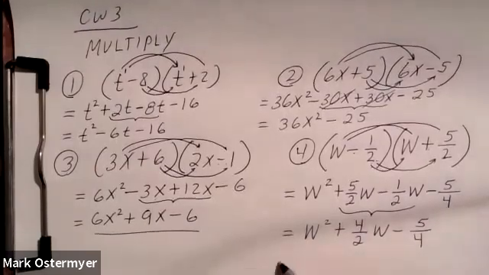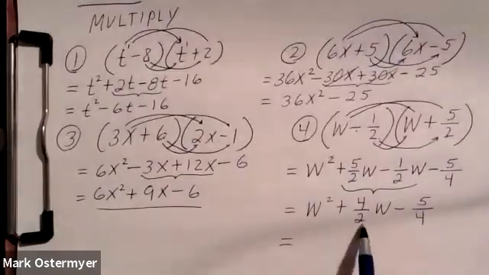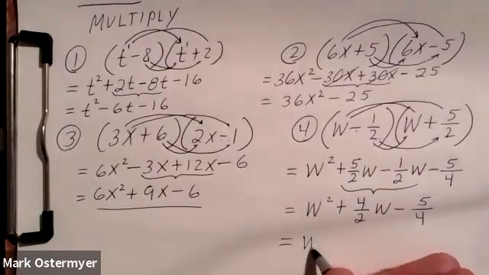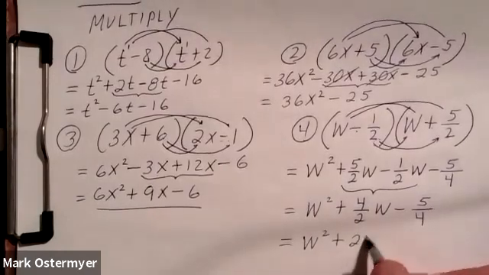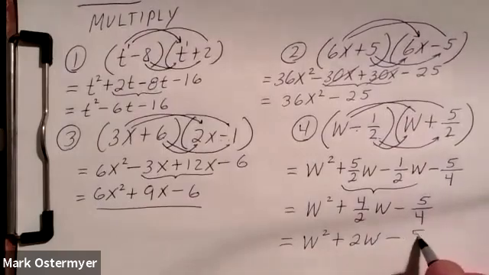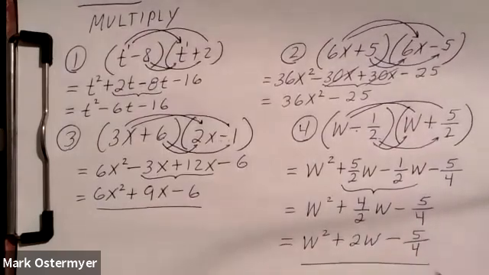Finally, feel free to reduce 4 over 2 down to what? Just 2? Final answer, w squared plus 2w minus 5/4. Did anybody persevere to the end and get that one?